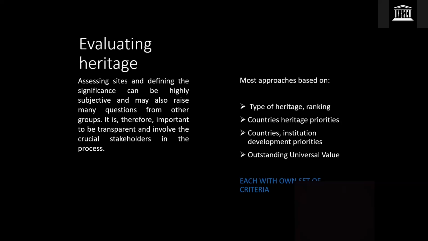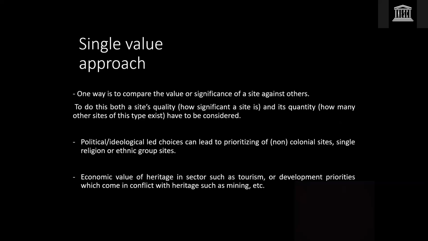Some countries have heritage priorities based on various objectives. It can be an institution or a country development priority, and of course for World Heritage, the heritage significance is embedded in the outstanding universal value. Each of these comes with their own set of criteria. Quite often, heritage value is a single value approach. It's to compare the value or the significance from one side against another. You do this based on the site's quality, how significant, or its quantity, how many of this type of site exists anywhere else. Often it's a political or ideological-led choice that can lead to prioritizing a certain type of sites.